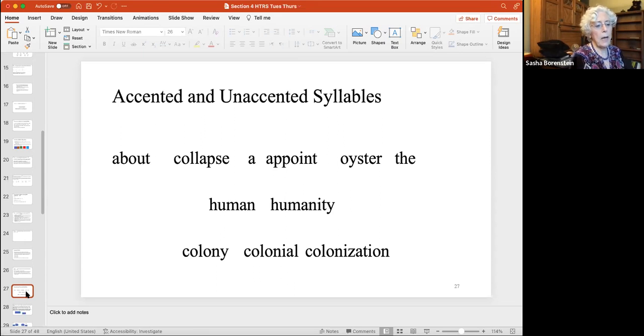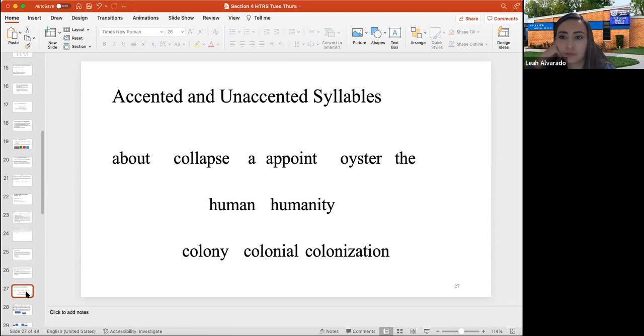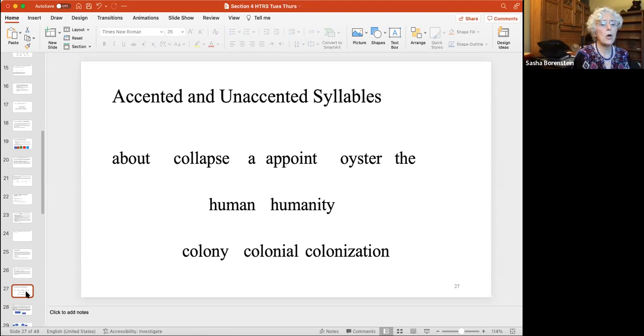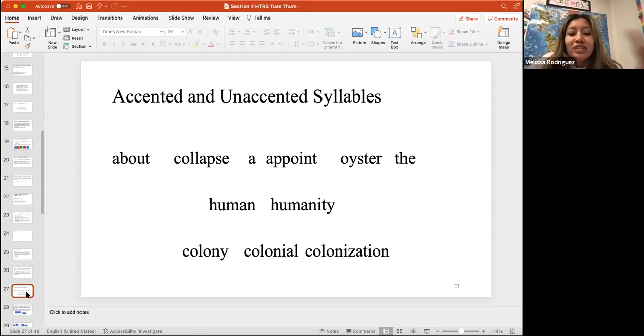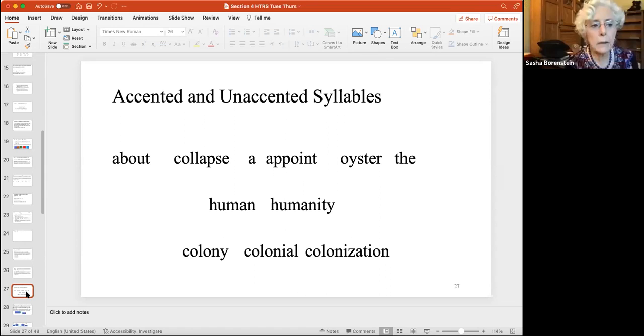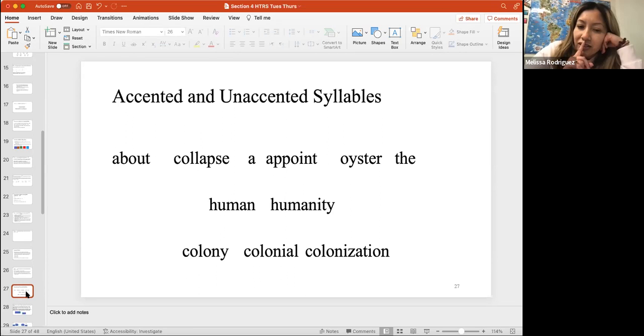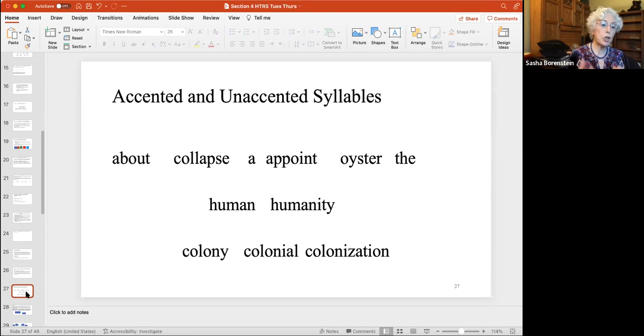How about the word human? Melissa Rodriguez, human. Which syllable is unaccented in the word human? Say it one more time. Human. So which syllable is the accented, which is the unaccented? The first syllable accented? The first one? And the second one isn't. I agree. And is the U in the open syllable hue saying what you expect?